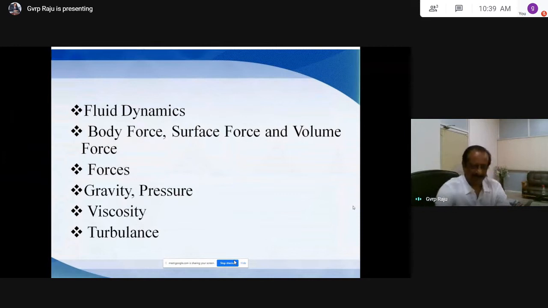We have body force here. Body force is proportional to volume, so it is also called volume force. Examples are weight and centrifugal force. The name itself is volume force: the entire body, proportional to volume. An example is the weight. Weight depends on volume, or mass depends on volume. So the examples for body force are weight or mass.